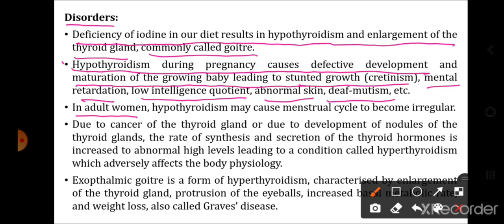In adult women, hypothyroidism may cause the menstrual cycle to become irregular. Hypothyroidism in adult women may cause irregular menstrual cycles.